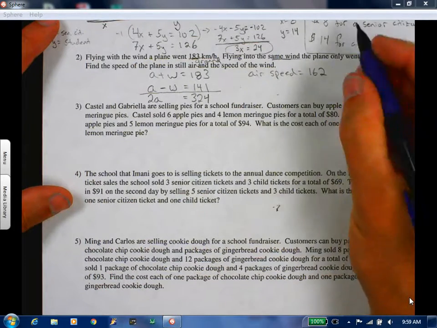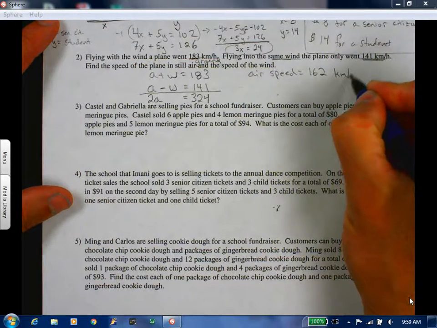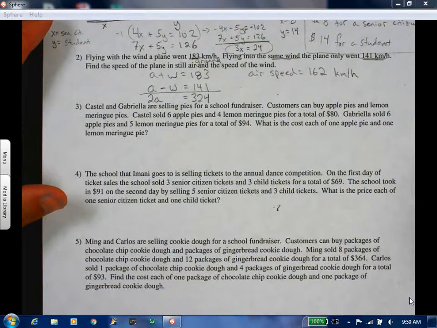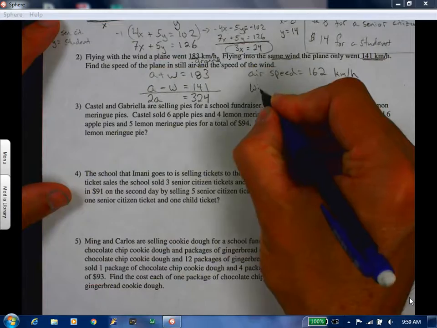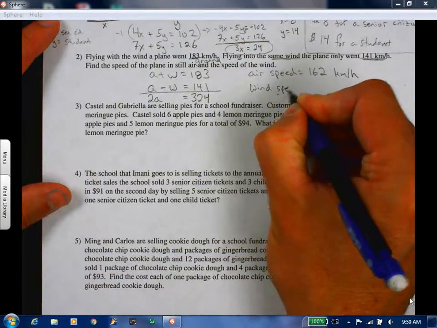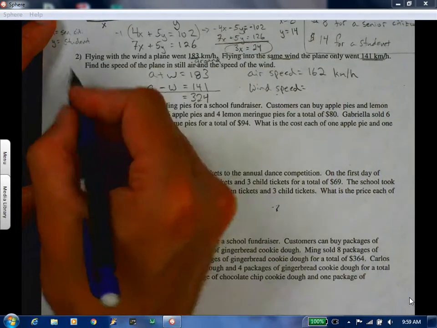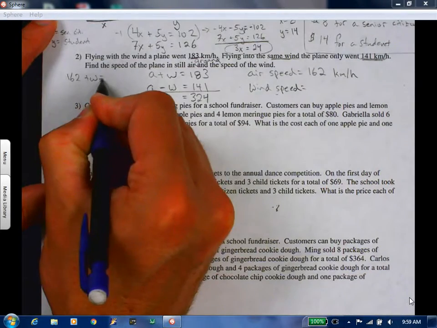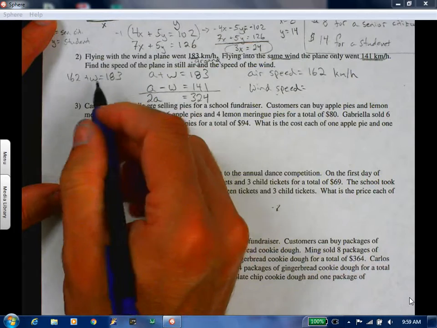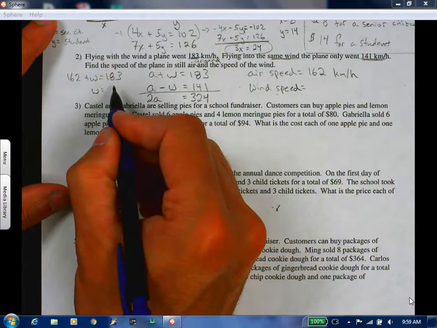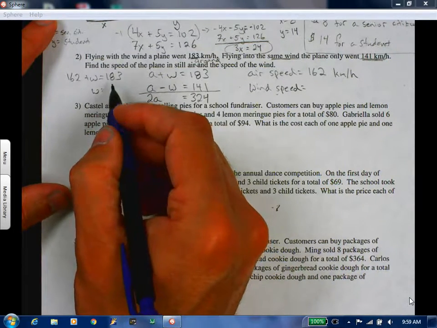162 kilometers per hour. Wind speed. 162 plus the wind speed equals 183. That'd be 21.